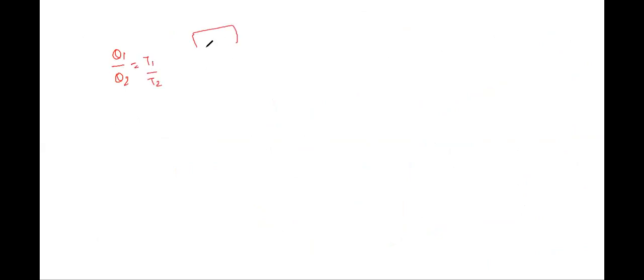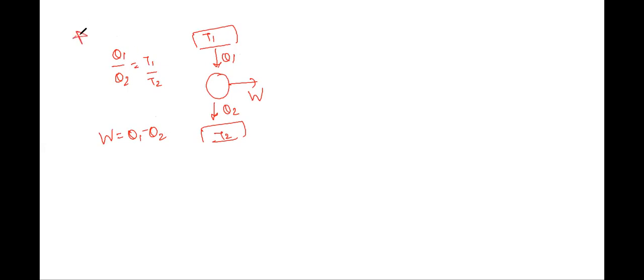Where T1 is the source temperature, and T2 is the sink temperature. Similarly, Q1 is the heat coming from the source, Q2 is the heat rejected to the sink, and W is the work done. These are the formulas which you have to remember: that work is Q1 minus Q2, and the ratio Q1 is to Q2 is T1 is to T2.